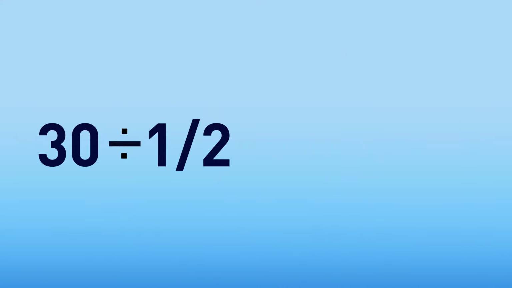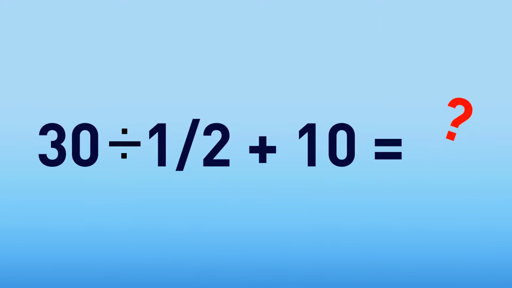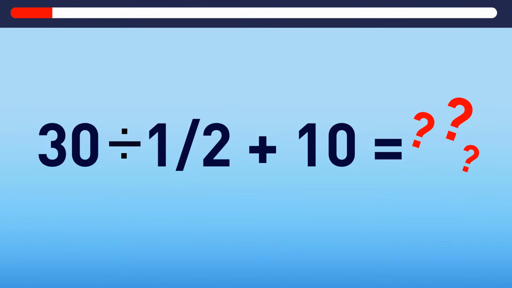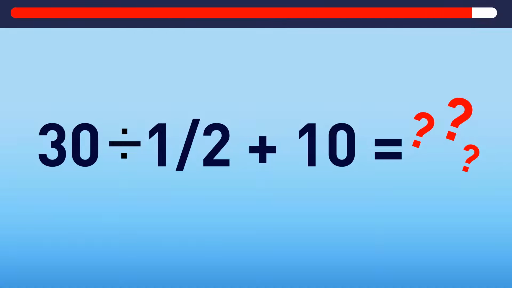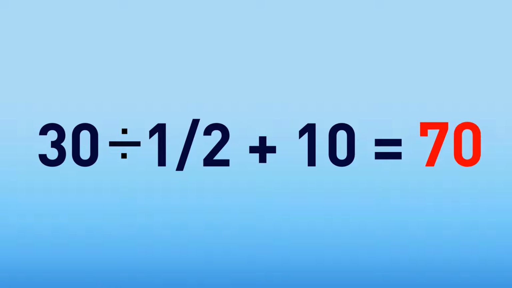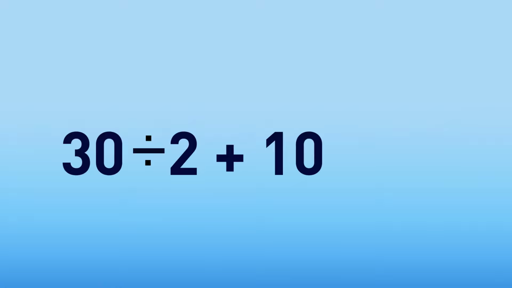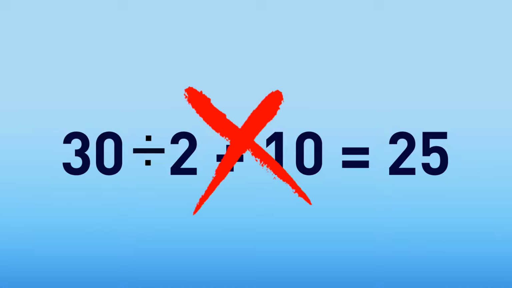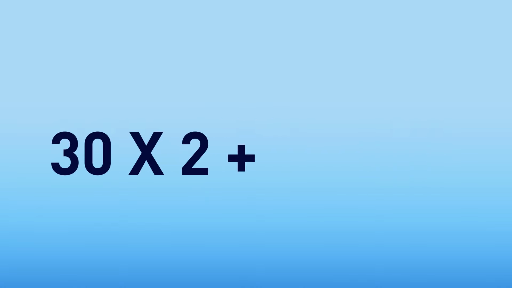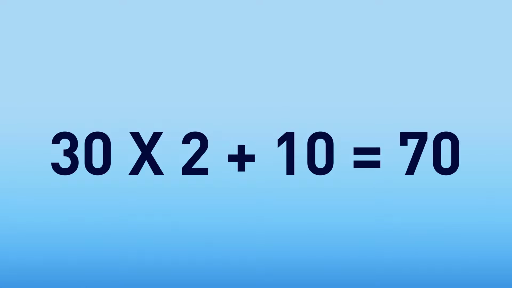Divide 30 by half and add 10. What will you get? The correct answer is 70. Most people divide 30 by 2, add 10, and get 25. But when you divide a number by a fraction, you should actually multiply it by the number below the line, called the denominator. This way, 30 times 2 plus 10 equals 70.